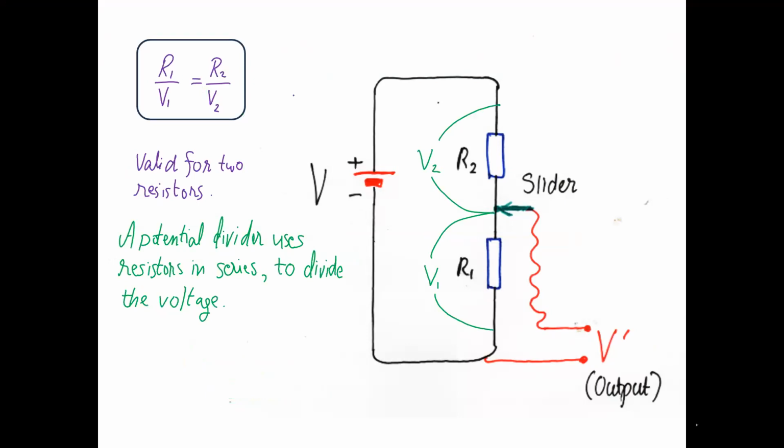Now, in our new syllabus last year, they introduced this ratio formula also: R1 upon V1 is equal to R2 upon V2. It is valid for two resistors, and potential divider uses resistors in series. You already have copied this diagram. You have to update the same diagram. It is okay if you update the same diagram and copy these things on it.